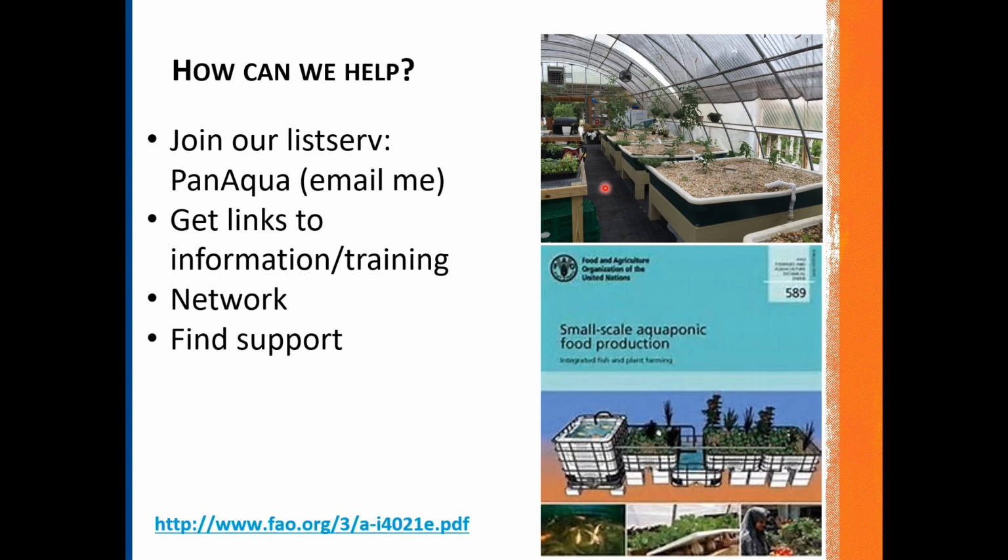One of my favorite resources, and something that I'll be providing a link for, is this FAO small scale aquaponic food production. If you are new to aquaponics and you read this document, here's the link right here, and it will be provided as well. If you read this book, it basically tells you what you need to know about designing systems, building systems, and then growing in the system. I think it's a very well done document. It's a great starter document, and I highly recommend it. You'll feel much more confident after reading that.